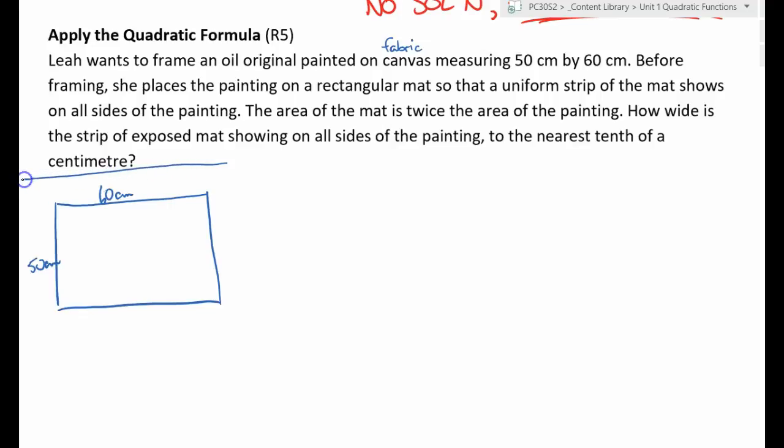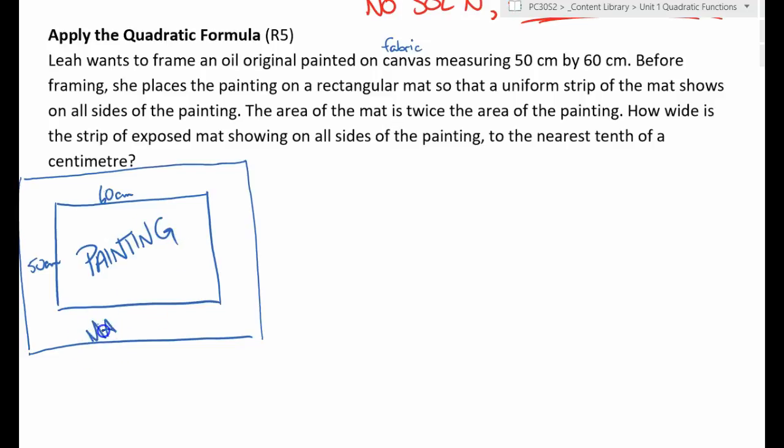Okay, so I've got this bigger mat underneath my oil painting. The area of the mat is twice the area of the painting. So we've got painting, the mat. Okay, the area of the painting is going to be half that of the mat, where 2 times the area of the painting equals the mat.